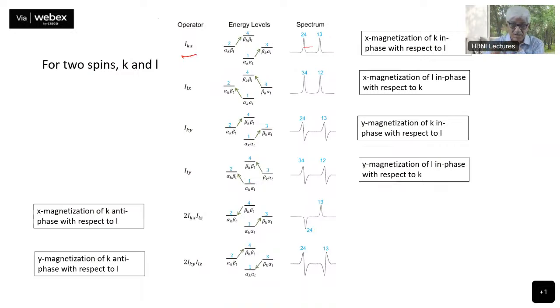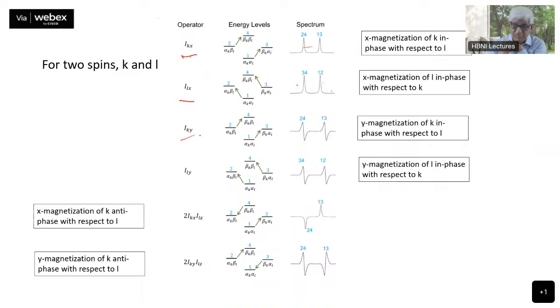Now, similarly for the L spin, what are the transitions? The transitions are 1, 2 and 3, 4. 1, 2 and 3, 4 are the L spin transitions. Okay. And therefore, these ones in the spectrum are 1, 2 and 3, 4. And what does this represent? X magnetization of L spin in phase with respect to K. Why I am saying with respect to K, you will see that very soon. In phase, these two transitions have the same sign, and therefore we call them in phase.